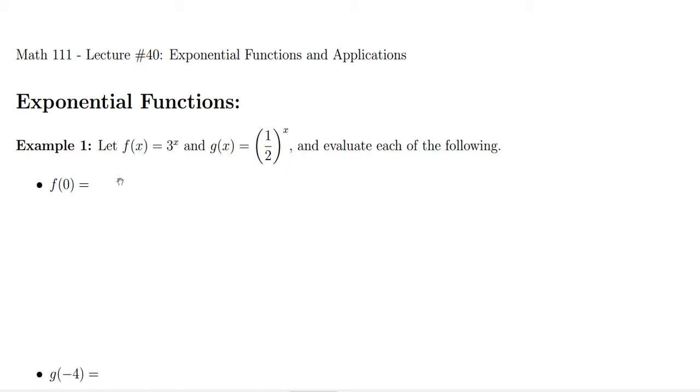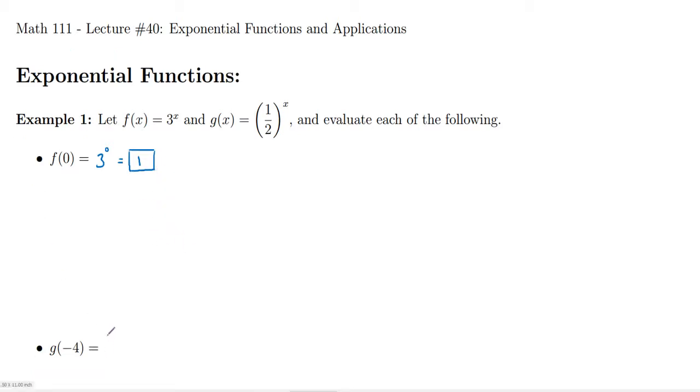Okay, so let's evaluate these functions similar to function evaluation that we've already seen before. So f of 0, we would just plug in 0 wherever we see an x. So this would be 3 to the 0. And the convention here is that if you take any real number that's non-zero and you raise it to the 0th power, then this is actually 1. So that's f of 0.